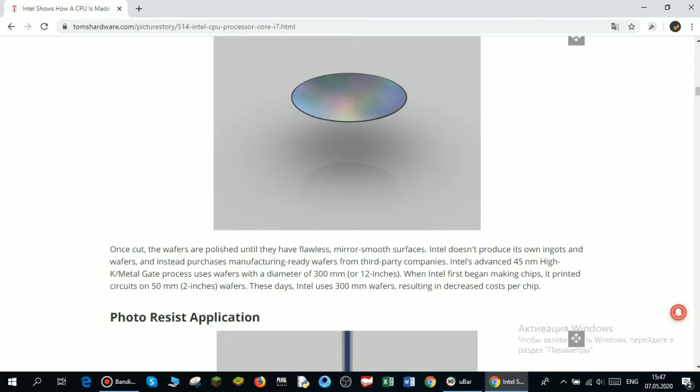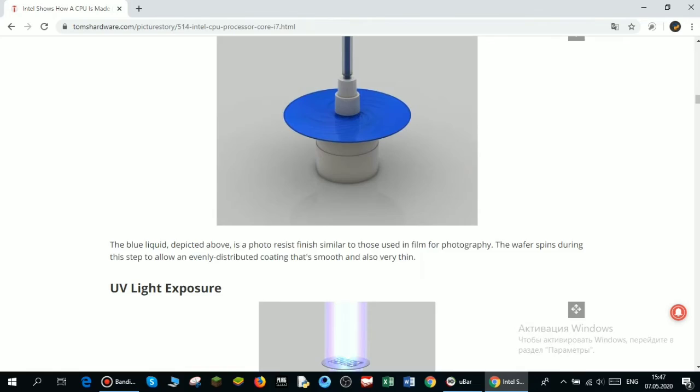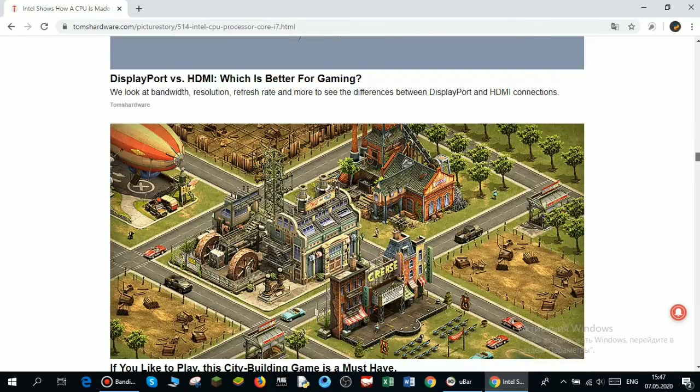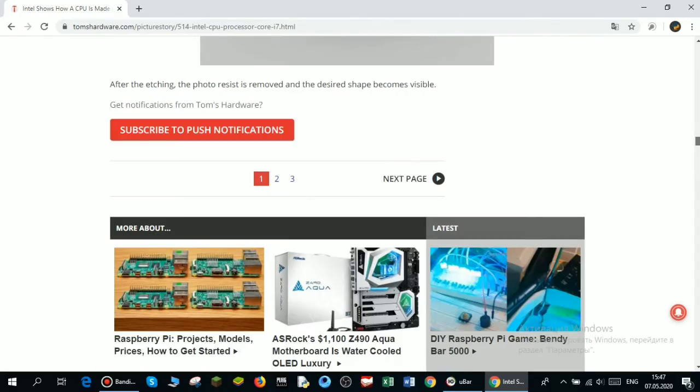Okay, I understand that, guys. When Intel began to make CPUs, they made them on 50 millimeter, 2 inch wafers, but today modern Intel uses 300 millimeter wafers. Oh, that's very nice information about that. There are 3 pages, yes, 1 minute, 3 pages.